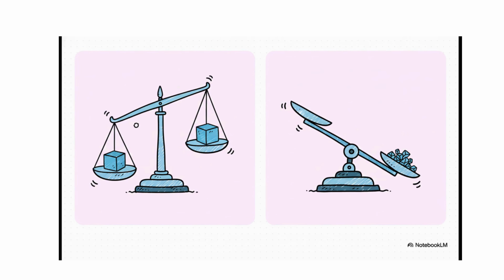But what happens if the scale isn't perfectly level? Well, that's where inequalities come into play. See, an equation is strict. It gives you one single answer. An inequality, though, it's like a tipped scale. It tells you one side is heavier or lighter, which opens up a whole range of possible answers.